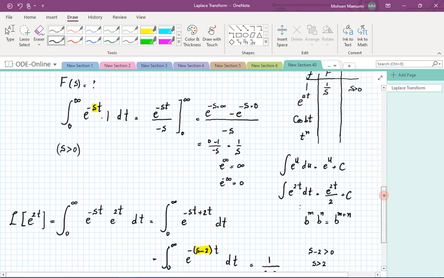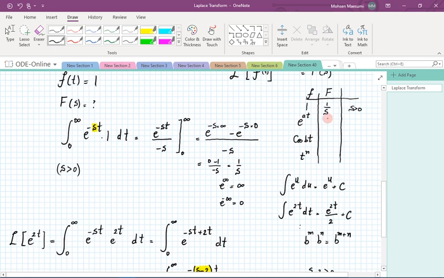Okay, that is one victory for today. That was not that bad. 1 over s minus a, and s has to be larger than a. Notice that this formula is a kind of an umbrella that contains that formula in it. Meaning, if I replace a by 0, well, exponential of 0 is just 1. And when you replace a by 0, this formula becomes that. So this is a more general form of that formula.